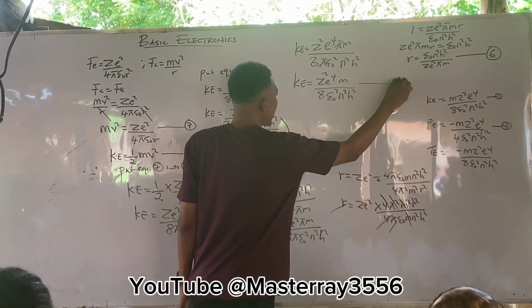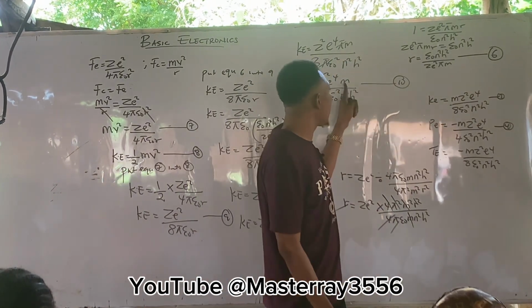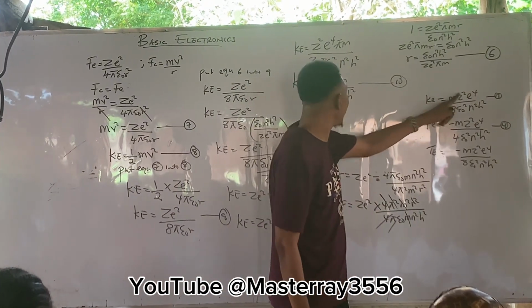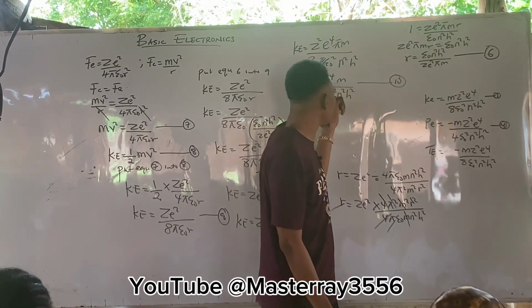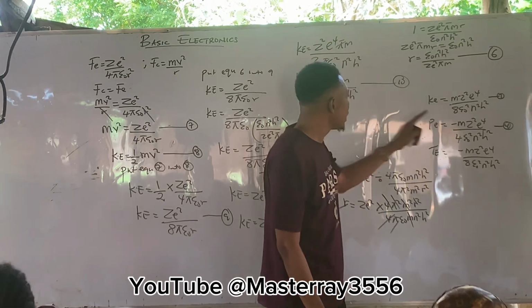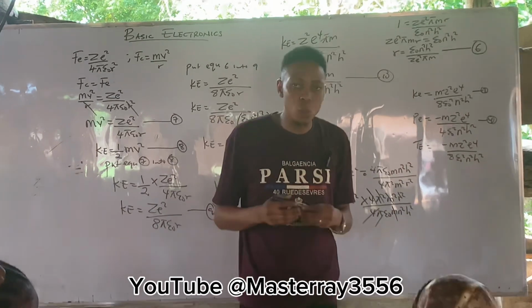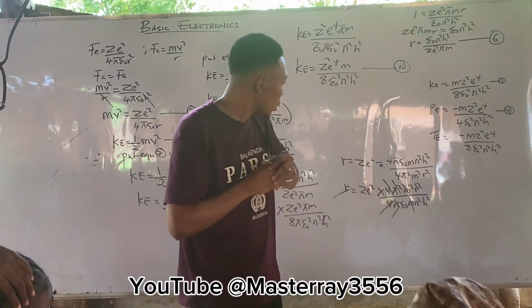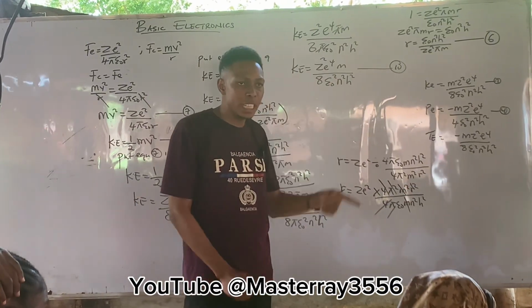Equation 10. Now let's check. Do we have M there? Yes. Do we have Z squared? Yes. Do we have E to the 4? Yes. We have 8, right? Yes. Epsilon squared, yes. Then N squared, yes. Then H squared. So that is the final equation. Alright. So we are going to stop at this.